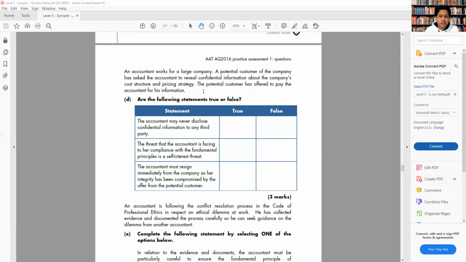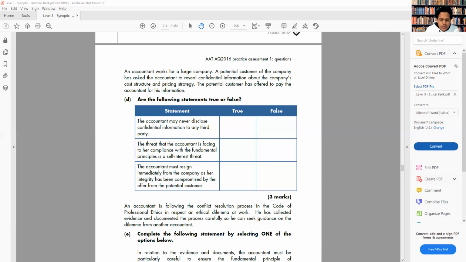For no reason are we allowed to give that, unless it is a threat for the country or a threat to the public interest. We are not allowed to give any information to anyone, not even to a family member. So confidential information has to be kept. This is one of the fundamental ethical principles for an accountant. So let's have a look.